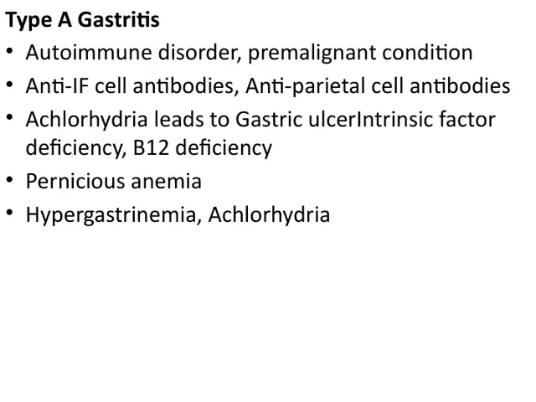Let's talk about type A gastritis. This condition is actually an autoimmune disorder, which means the body's immune system mistakenly attacks its own stomach lining. It's considered a premalignant condition, so it can increase the risk of developing stomach cancer over time.